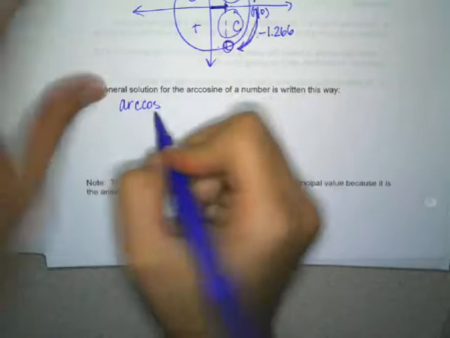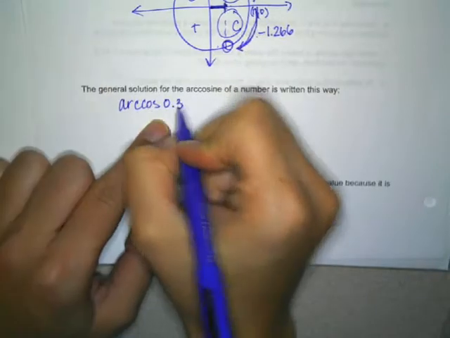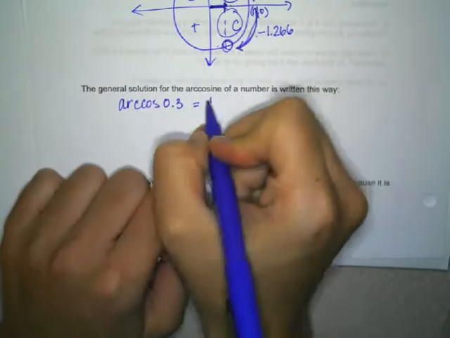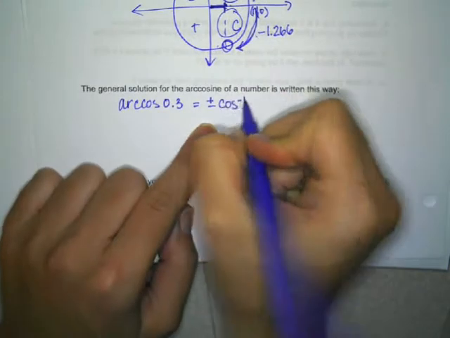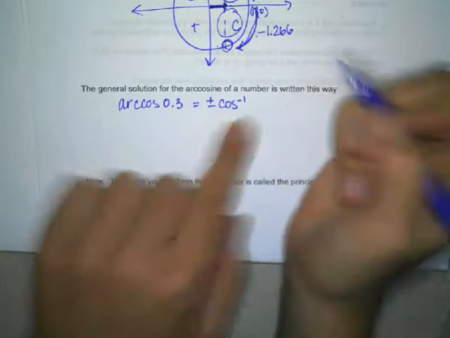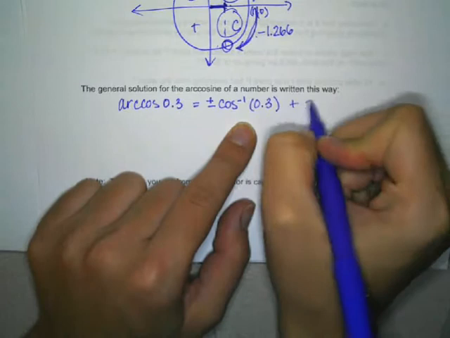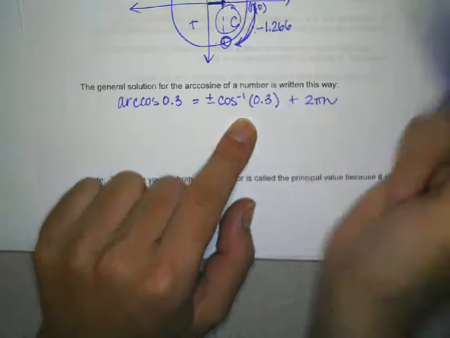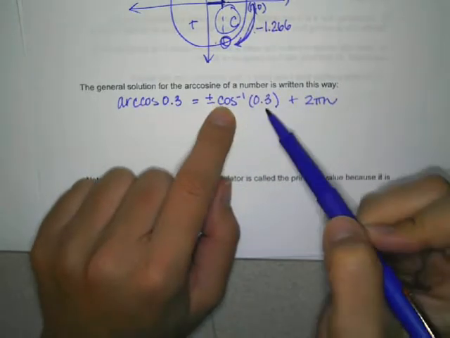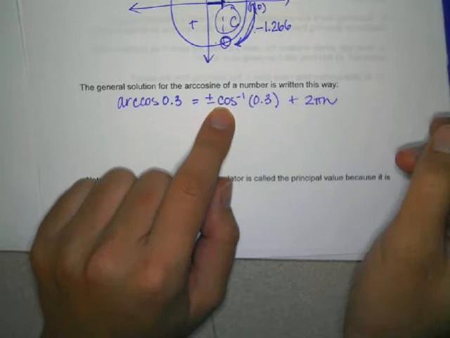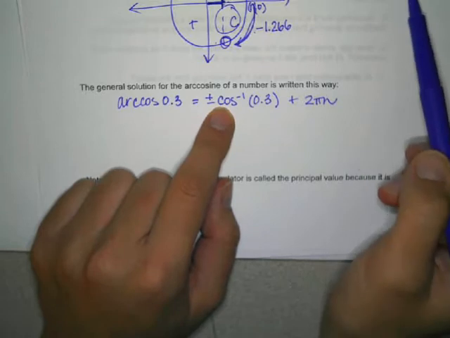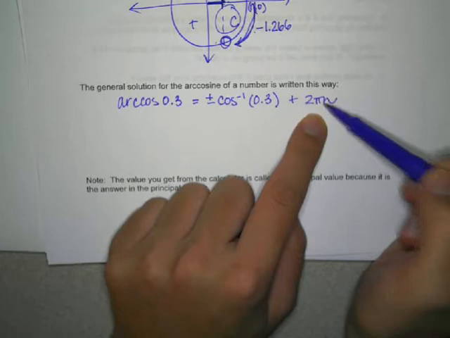We have general solutions. So for arc cosine, to find arc cosine of 0.3 and get both arcs as answers, our general solution ends up looking like this. We have plus or minus the inverse cosine of 0.3. That gets me that 1.266, the plus and the negative version of it. And then adding 2 pi n, this is just adding a whole other revolution.